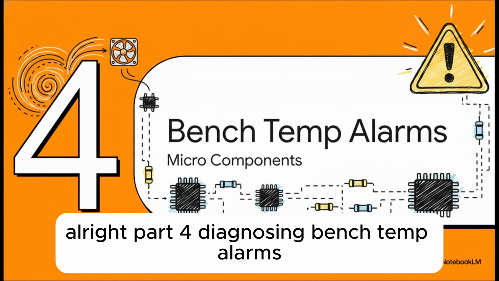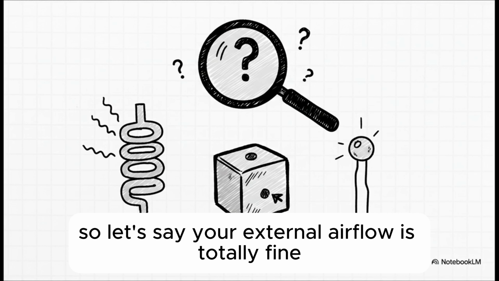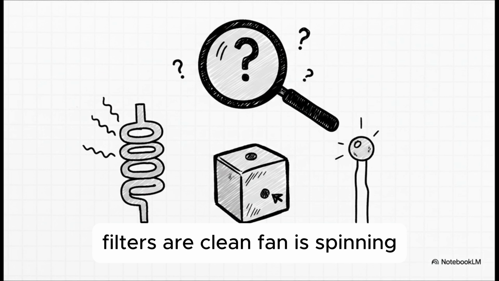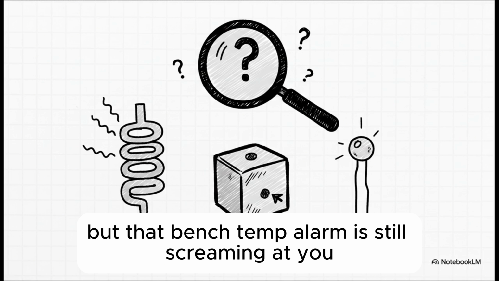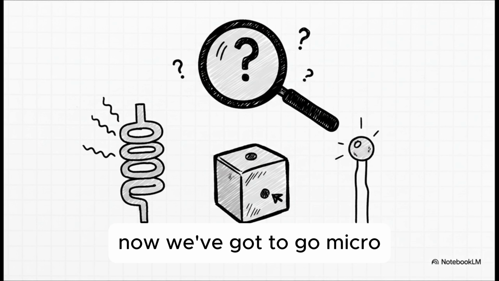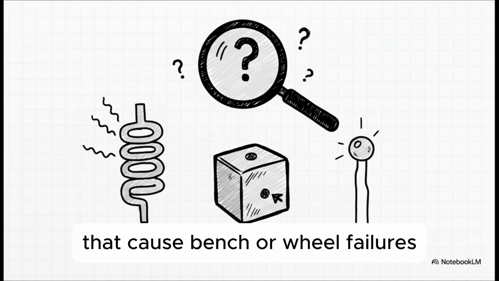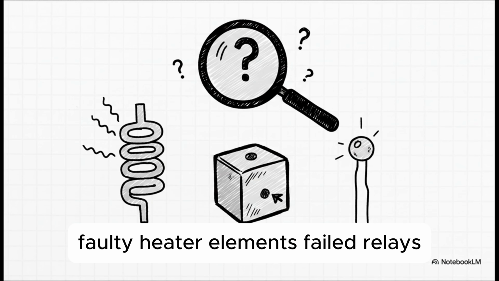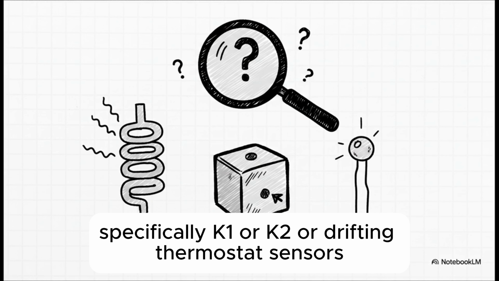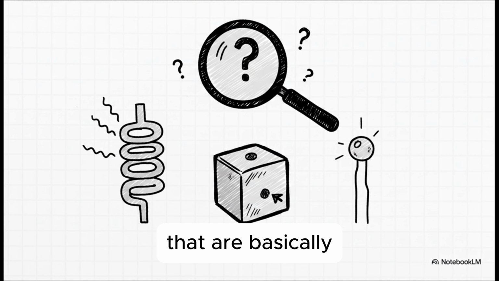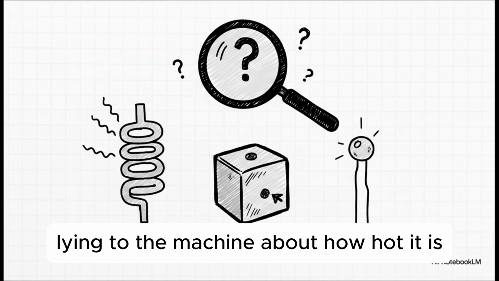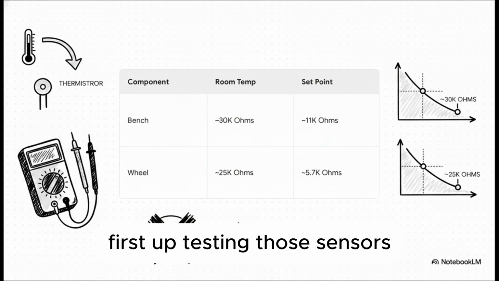All right, part four, diagnosing bench temp alarms. So let's say your external airflow is totally fine, filters are clean, fan is spinning, but that bench temp alarm is still screaming at you. Now we've got to go micro. We're looking at three main internal suspects here that cause bench or wheel failures: faulty heater elements, failed relays, specifically K1 or K2, or drifting thermistor sensors that are basically lying to the machine about how hot it is. First up, testing those sensors.